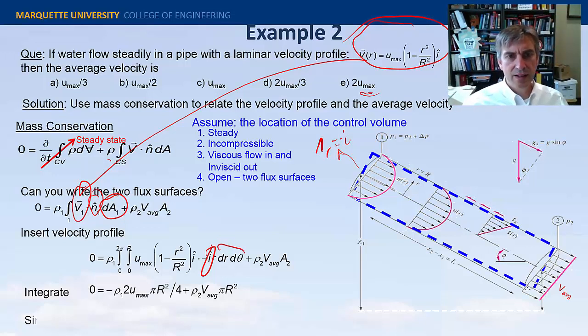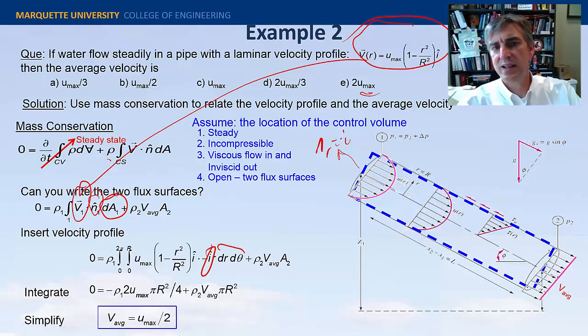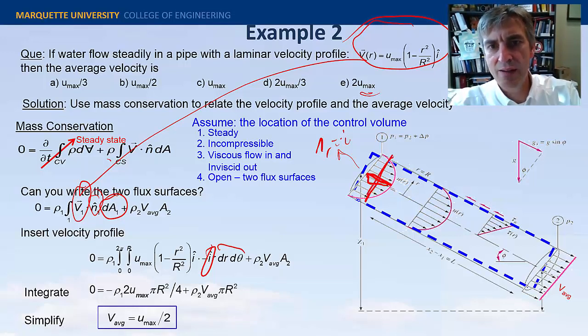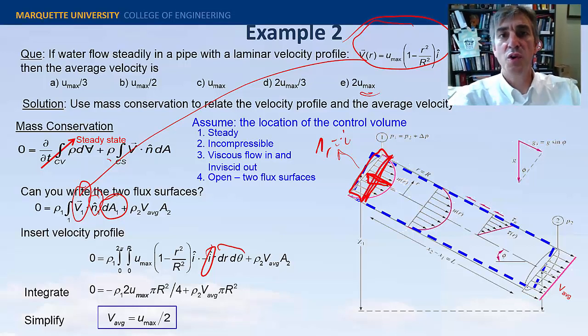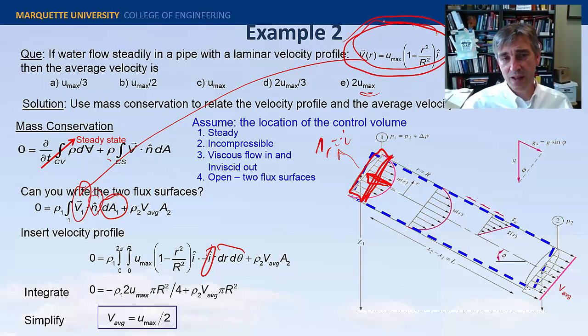I integrate, turn the crank on some math, and I see that the average velocity here is half of Umax. So here's Umax right there. It's the center line. So the average velocity would be halfway through. Now that's not true for all profiles, but it's true for this one, right? So if you're given any kind of profile, you can run through this analysis to determine what the average velocity is.